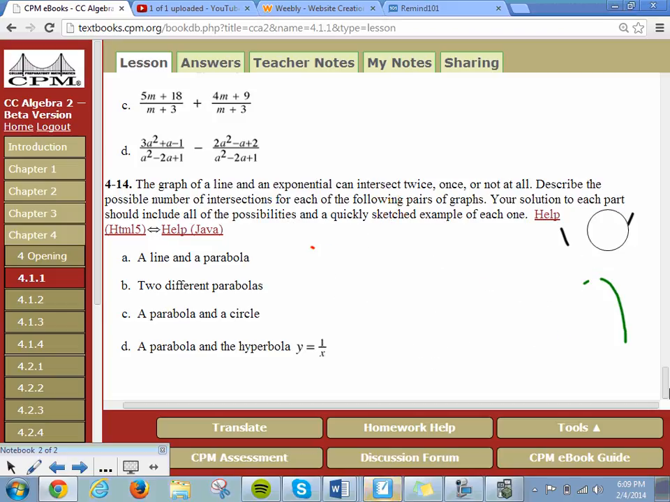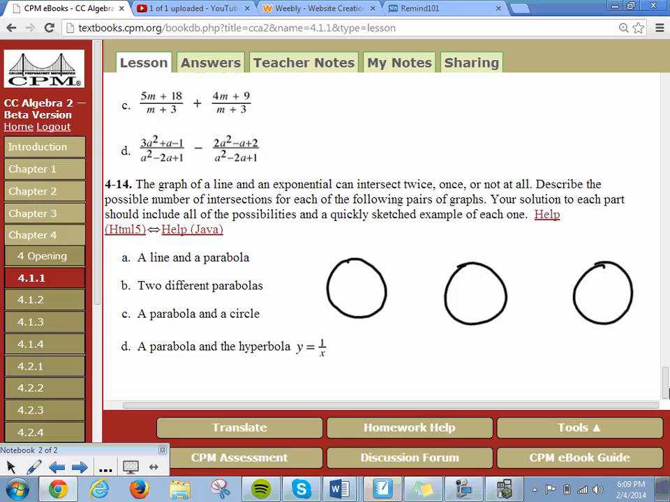Next we have a parabola and a circle. Once, twice, and not at all. I'm going to draw a circle first, and then draw my parabola. So my circle is going to be a rough sketch. It's going to intersect once, which means it's going to have to be tangent. So I'm going to have it just touch anywhere on the outside, just at one spot. It can intersect twice, which means it'll just go through it at any point, or not at all.